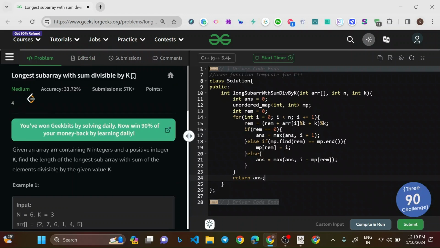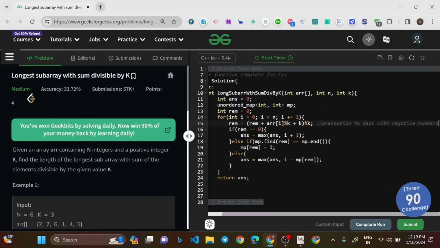Now, going through this code. This is the first thing. Firstly, int answer equal to 0. This is where the actual answer is stored. And now taking an unordered map to store the things, and this is the remainder. So remainder plus array of i. This is where we are taking the precaution to make sure we deal with negative numbers.